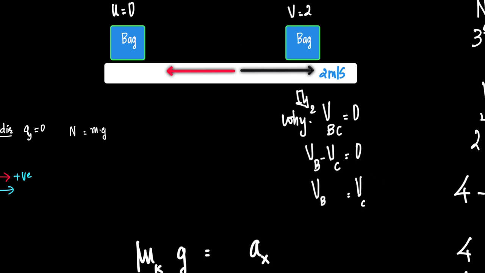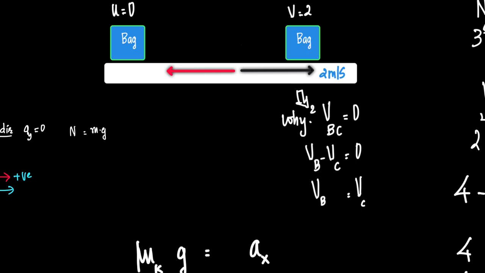Now, when it has stopped due to friction, friction opposes the relative motion. Or in other words, what is the duty of friction? Duty of friction is to make the relative velocity equal to 0, and therefore the velocity of the block with respect to the conveyor in the final stage will be equal to 0. And therefore we can say that VBC is equal to 0. What is VBC? VB minus VC equal to 0. What does that imply? Velocity of bag is equal to velocity of conveyor, and therefore velocity of bag is 2 meters per second. Okay.